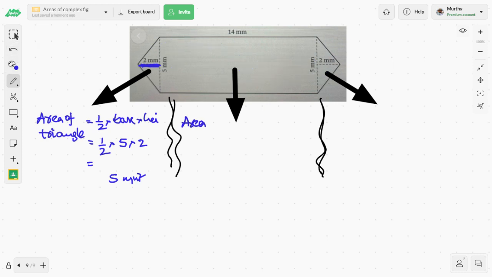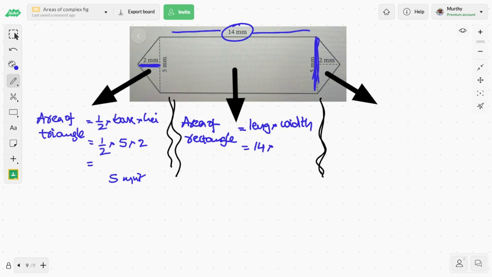The second one is in the shape of a rectangle. So area of a rectangle is length times width. Length, you see, is 14 units. Width is 5 units. So 14 times 5 gives me 70 square units.